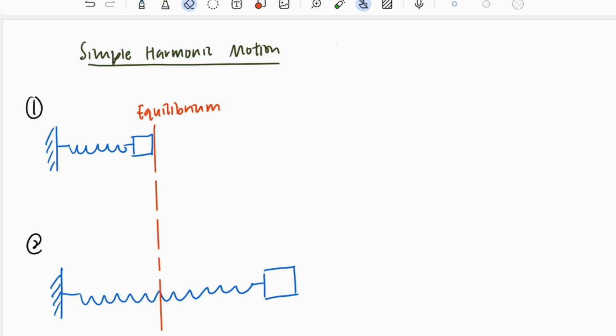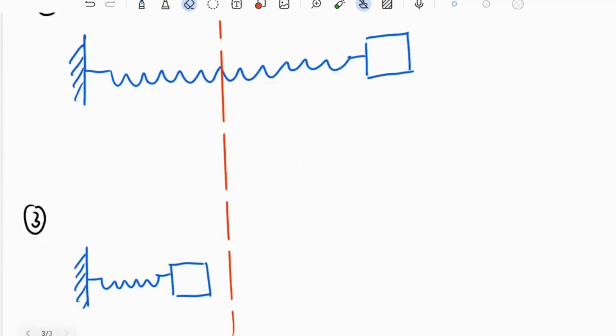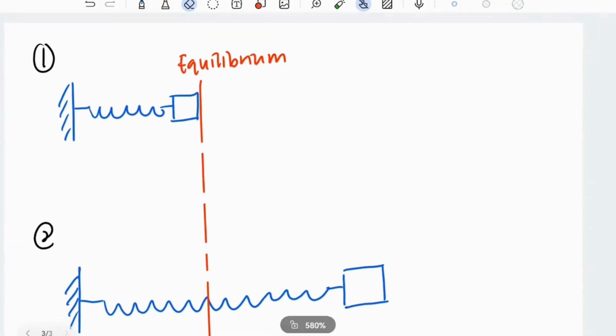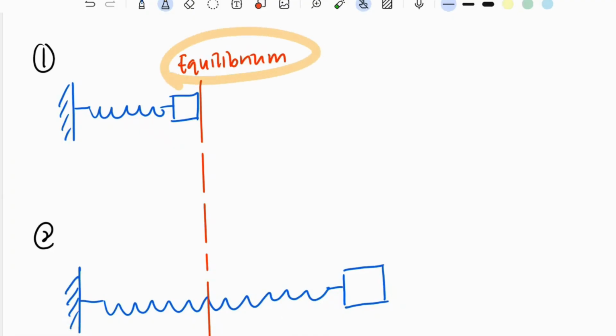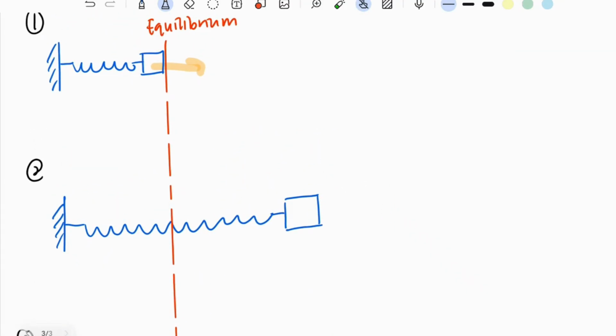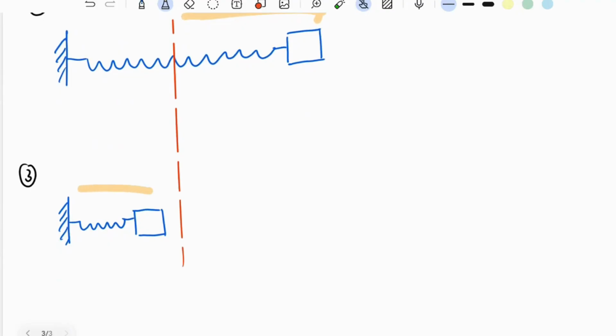So as you can see, I have drawn springs attached to the wall. And I've drawn my equilibrium line here. This is actually my load, or you want to call it mass, no problem. The second scenario is where I extend the spring, and the third is like compressing it.